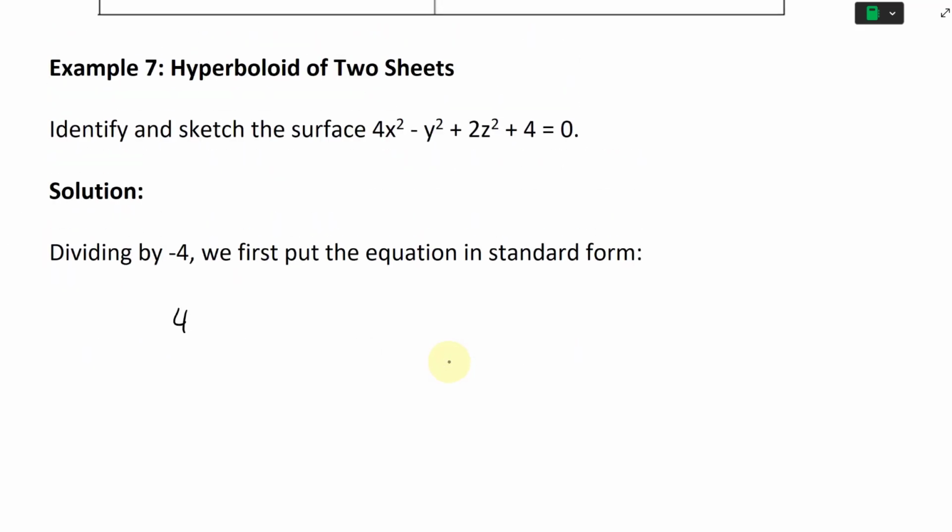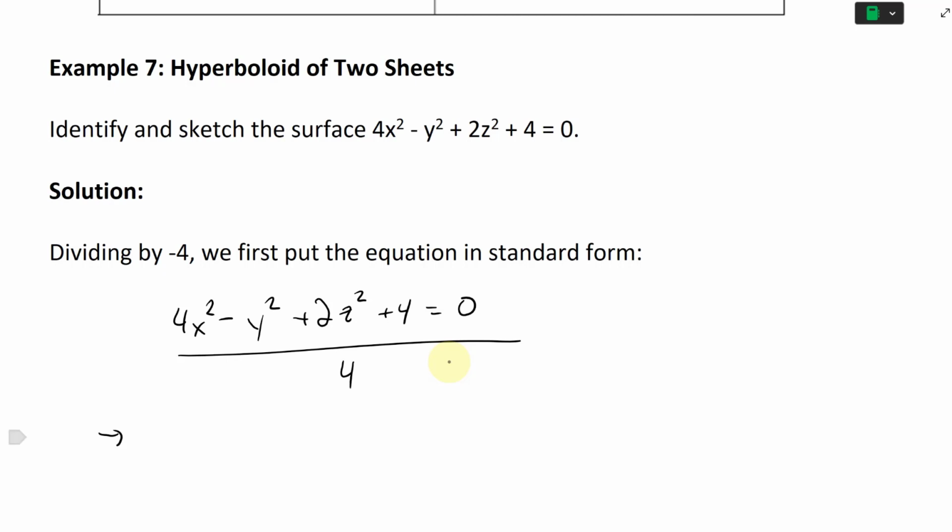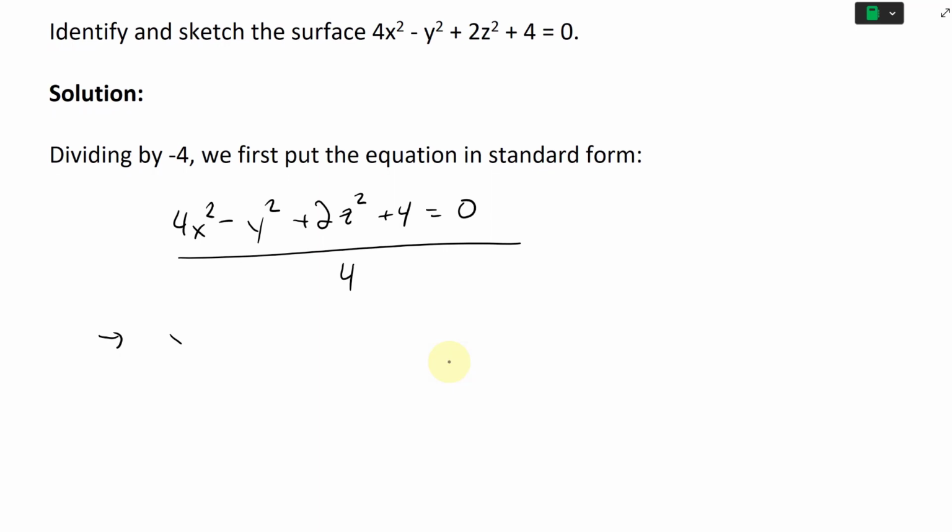So we have this 4x squared minus y squared plus 2z squared plus 4 equals 0. So what we'll do is divide everything by 4. Well, this right side is going to be just 0. It's still 0. And then this left side is going to be, well, this cancels, going to be an x squared minus y squared over 4, and then divided by 4, just get rid of this right there. And this one's going to be 2 over 4, which is 1 over 2. This will be z squared over 2, and then it's going to be plus 1.